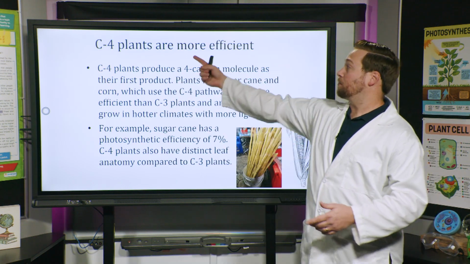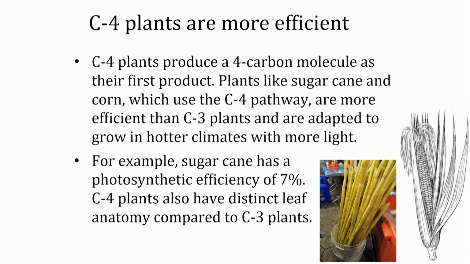But C4 plants are a little bit more efficient. The rubisco in these plants isn't getting confused as much, and that lets them live in hotter environments. Okay, C4 plants produce a 4-carbon molecule as their first product instead of a 3-carbon molecule. Plants like sugarcane and corn, which use the C4 pathway, are more efficient than C3 plants and are adapted to grow in hotter climates with more light.